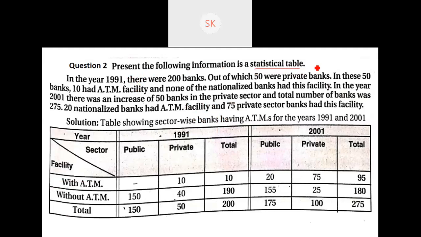Now, in the year 1991, there were 200 banks. Okay, in the year 1991, year is given to us, and they are giving the number of banks. So this is total number of banks. Okay, out of which 50 were private banks. In these 50 private banks, 10 had ATM facility and none of the nationalized bank had this facility.